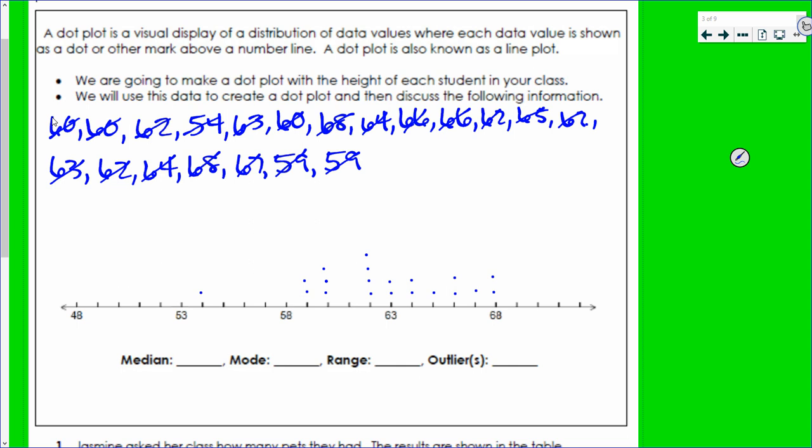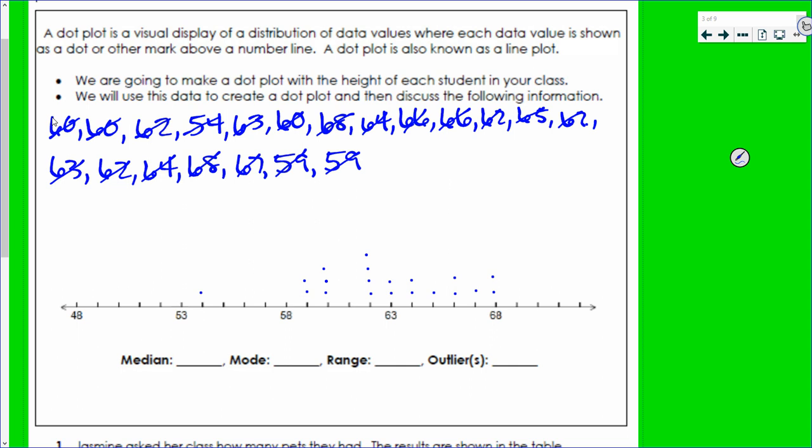1, 2, 3, 4, 5, 6, 7, 8, 9, 10, 11, 12, 13, 14, 15, 16, 17, 18, 19, 20. They match up. So chances are really good that I actually accurately plotted all 20 of my data points. So your data set should look something very similar to this.